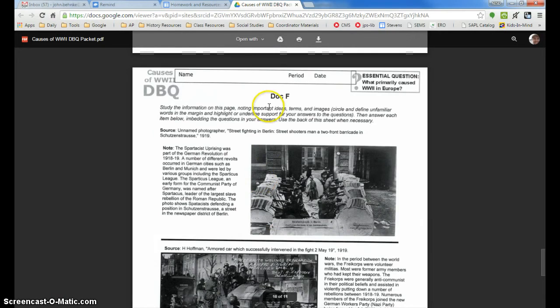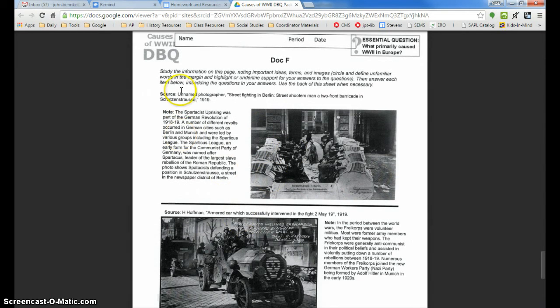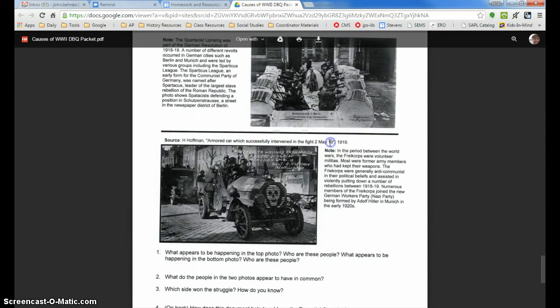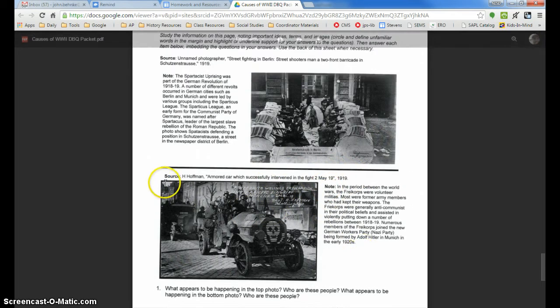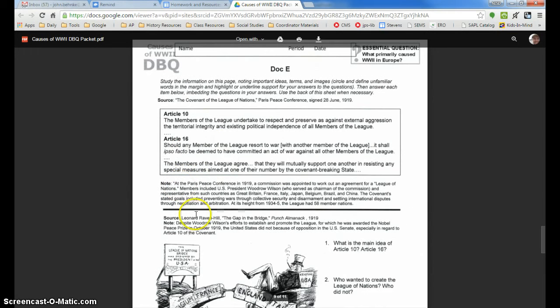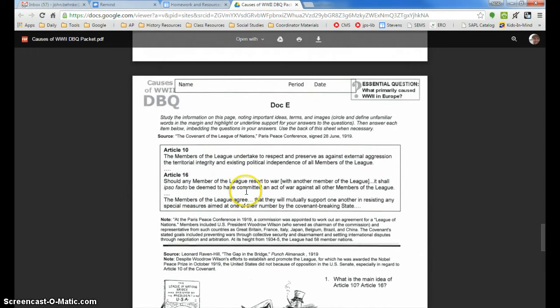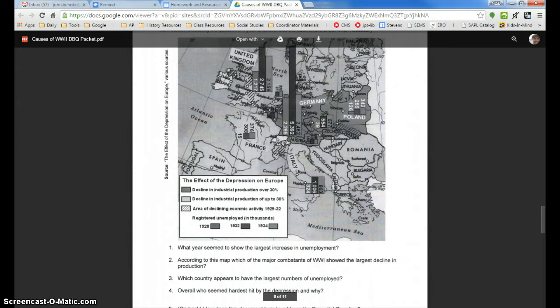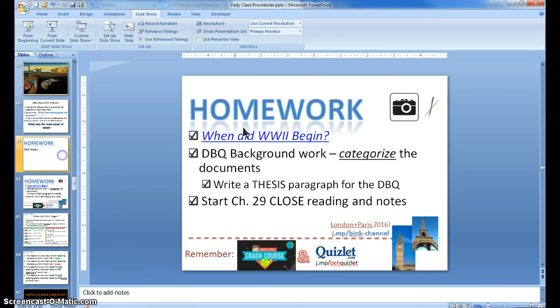Prove your answer. So document F has a couple of photographs. You've got sources here you've got to pay attention to. You've got dates that will be helpful. You've got notes that will explain things. Use the documents. Use the proof in the documents. Quote them directly. You can even type it something like this. Let me make you an example.